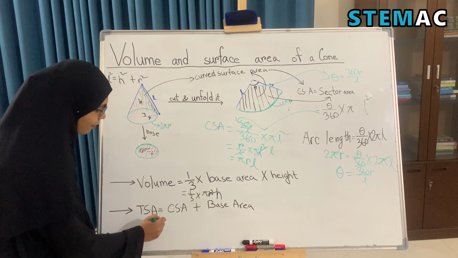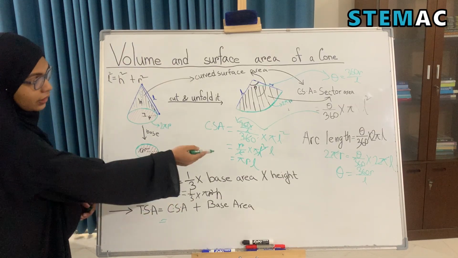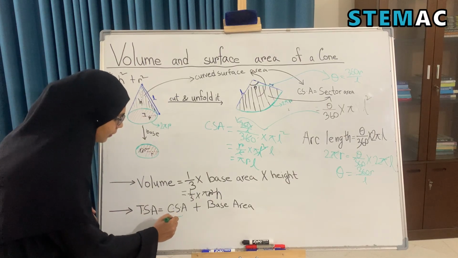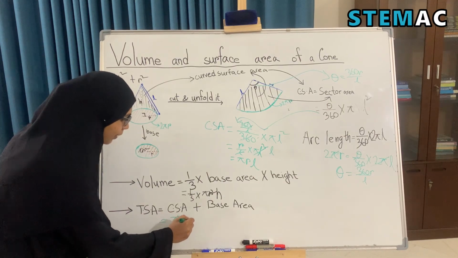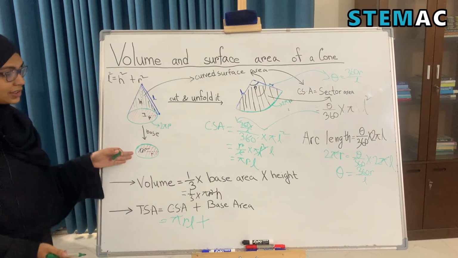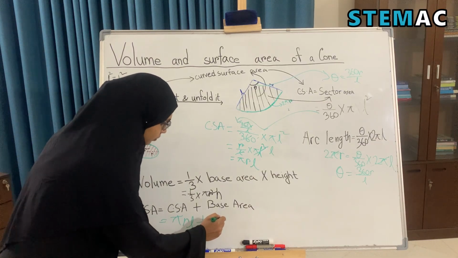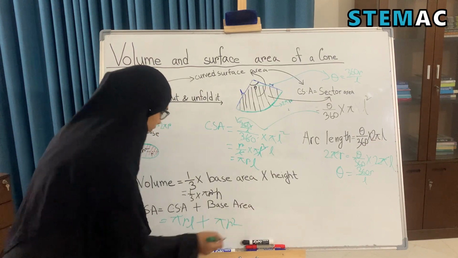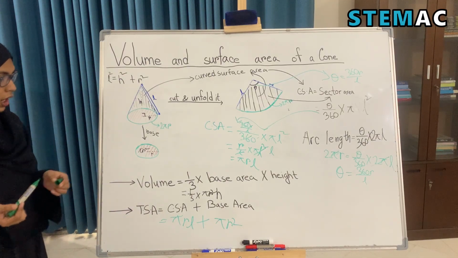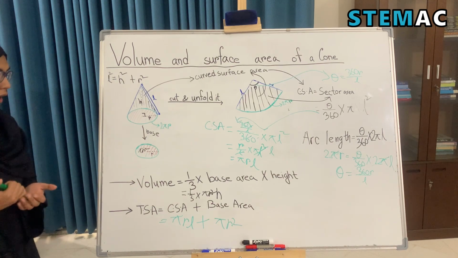So the total surface area of this cone is the curved surface area, which we derived just now, pi r L, plus the base area, which is pi r square. I hope you understand this, how you can find the total surface area and volume of the cone.